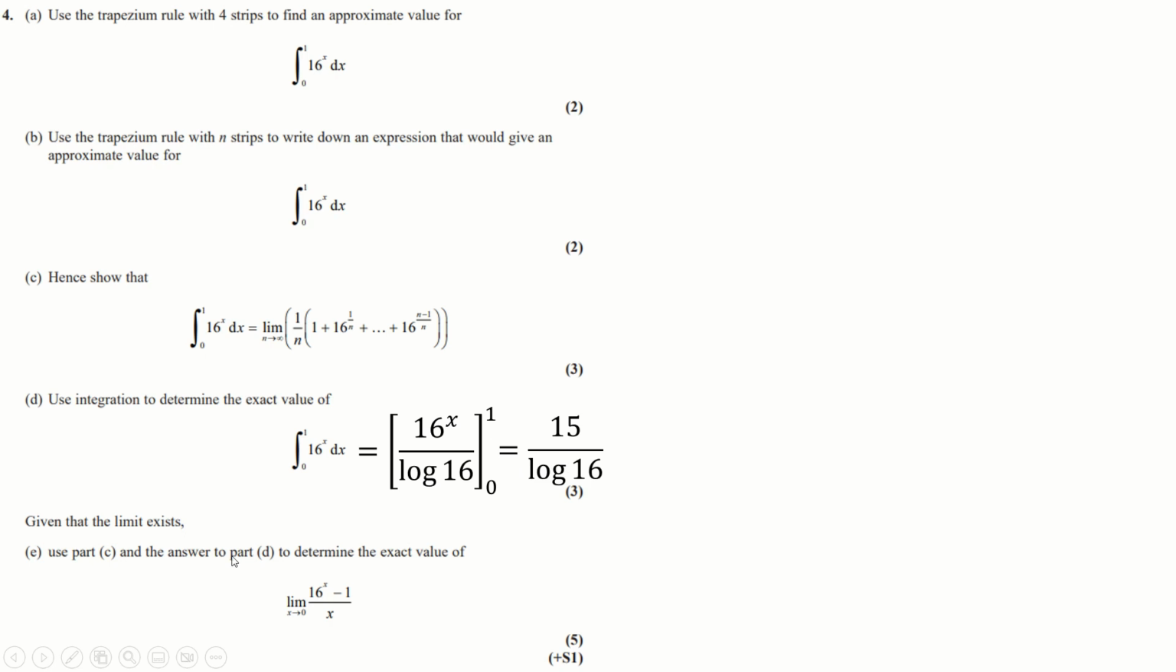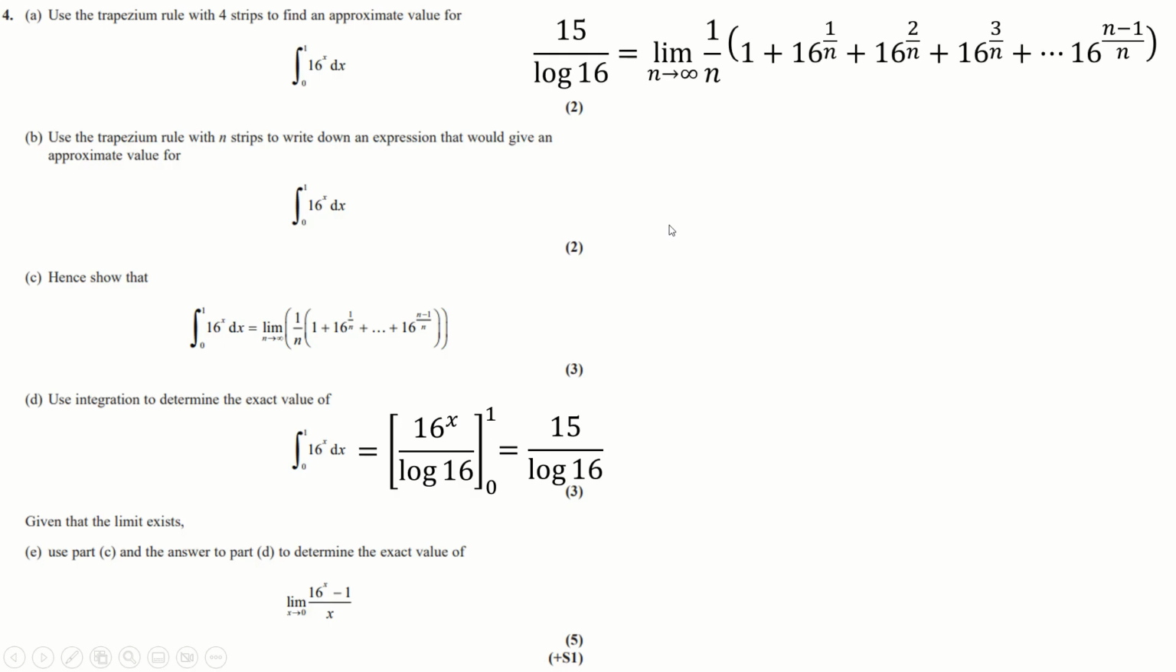And then it says, given the limit exists, use part C to determine the exact value of this here. So we need to use both parts, obviously. Now we can say that, of course, part C says this thing equals this thing, but we know this thing equals this, so this can therefore equal this thing here. And now, okay, let's work with this.